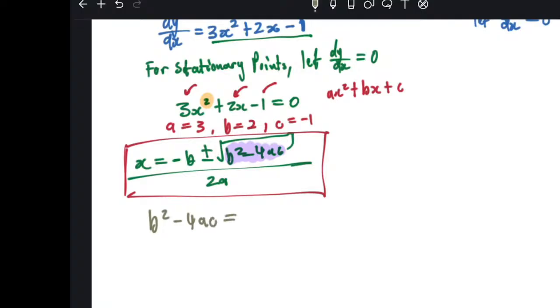So you know your a, you know your b, you know your c. You have put in the quadratic formula. The first thing you find is b squared minus 4ac, which is the stuff inside the square root. What is b? It's 2. So it's 2 squared minus, you open a big bracket, 4 times a, which is 3, times c, which is -1. So this 4ac, you put it inside a bracket like this.